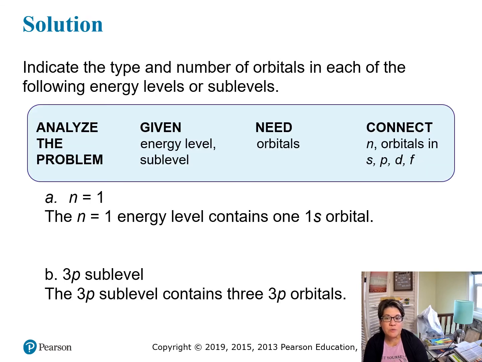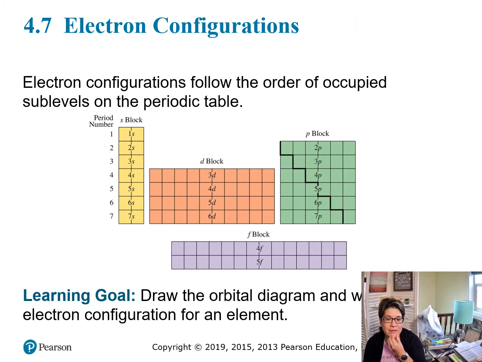Okay, so the N equals 1 has just a 1s orbital, and then the 3p sublevel has 3p orbitals. All right, I think this is the last section. Electron configuration. So this is getting into a little bit heavier chemistry where we're actually using these shells and writing what we call electron configurations. This means that we're keeping track and figuring out where the electrons are in an atom.